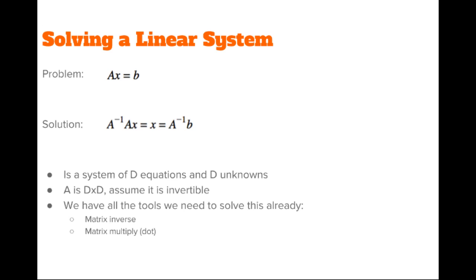The solution is, of course, that we just multiply by A inverse on both sides. We're allowed to do that because we're assuming A is a square matrix, meaning that if it's invertible, then X has a unique solution. In other words, if the dimensionality of X is D, then we have D equations and D unknowns. So this should be pretty simple because we already have all the tools we need to make this calculation. You already saw how to do a matrix inverse, and you already saw how to do matrix multiplication. So those are the two things we need here.